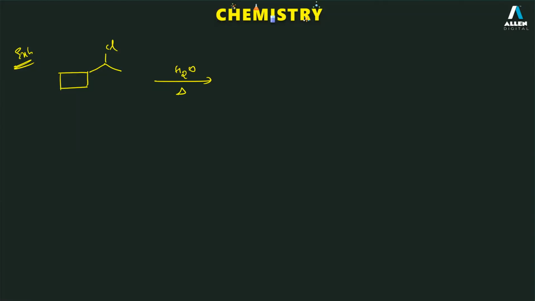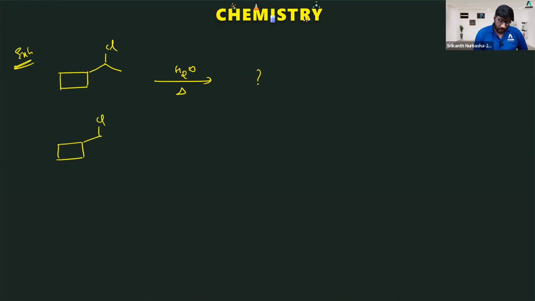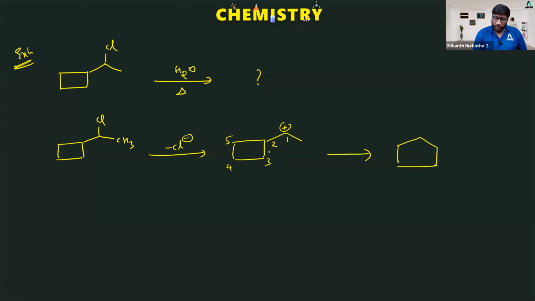Then after that, is ring expansion possible? So we can have this type of product. The carbon chlorine bond is going to be lost. Loss of chloride forms the respective carbocation. So this carbocation can undergo ring expansion. So I can say 1, 2, 3, 4, 5. So a 5-member ring is going to be formed. So the 2, 3 bond I am cleaving, and the 1 and 3 connection is there.